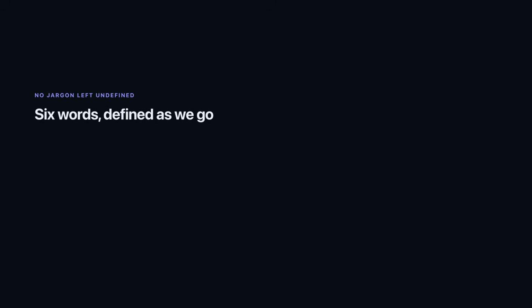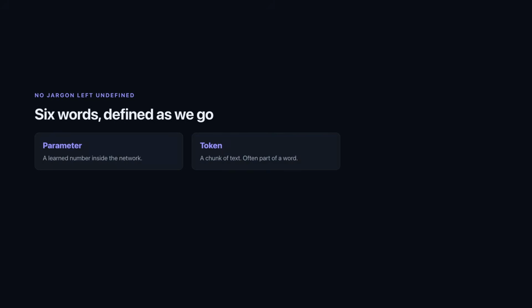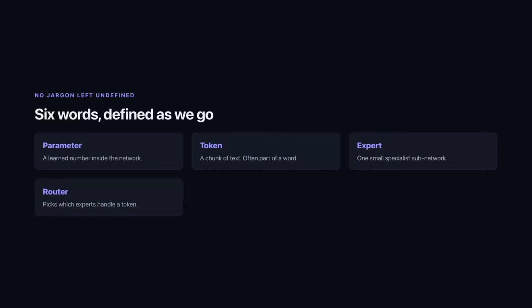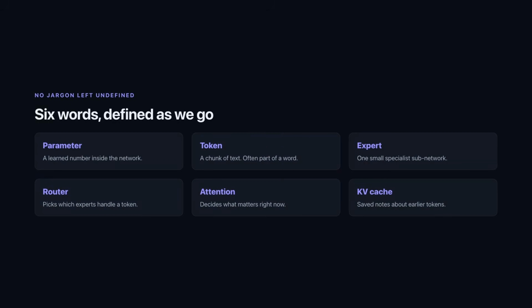And don't worry if the vocabulary is new, we'll define every one of these on screen as we reach it. A parameter is a learned number. A token is a chunk of text. An expert is one small specialist subnetwork. A router picks which experts to use. Attention decides what matters right now. And a KV cache holds notes about earlier tokens. We'll build all of it from the ground up.